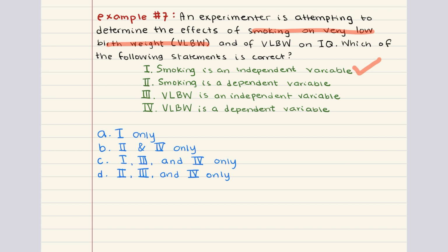Next, the experiment shifts focus to determine the effects of very low birth weight on IQ. Here, very low birth weight is now being treated as the cause, making it the independent variable. And the outcome being measured is IQ, which is the dependent variable because it's influenced by very low birth weight. So considering the two parts of this experiment, statements 1, 3, and 4 are all true. So the correct answer for problem 7 is C.